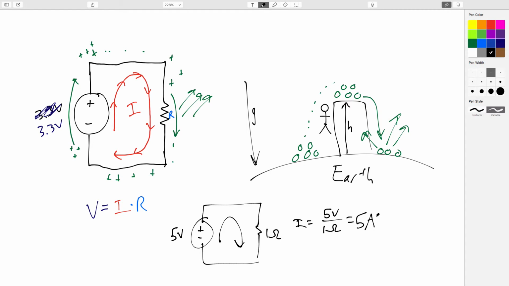All right. If we were to change this to 10 ohms, we'd see that I would drop to 0.5 amps. Okay, if we were to keep it at 10 ohms and make this 25 volts, we'd see that I goes to what? 25 divided by 10 would be 2.5 amps.